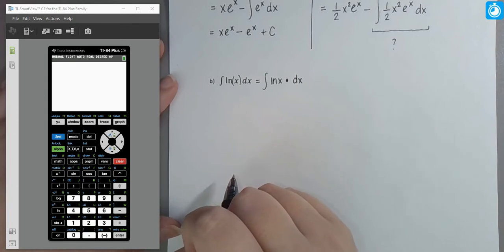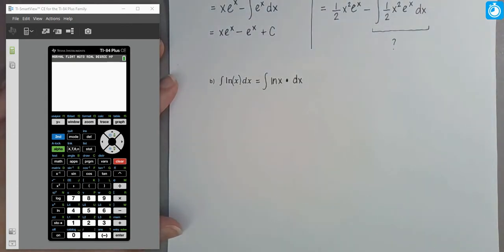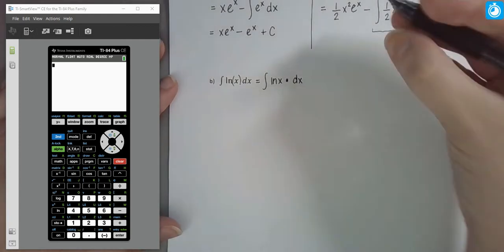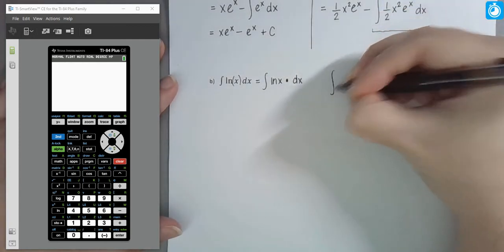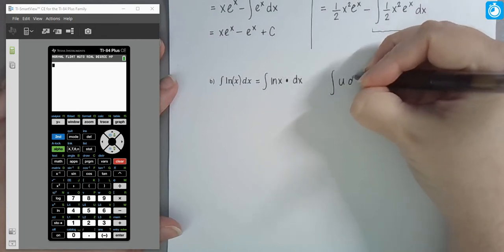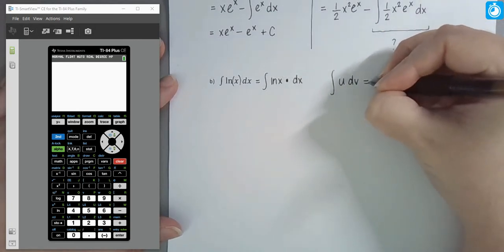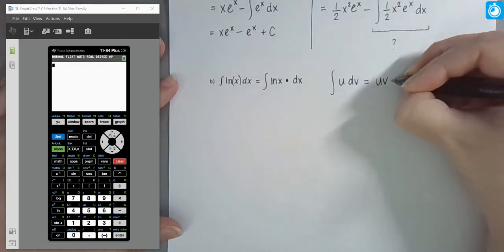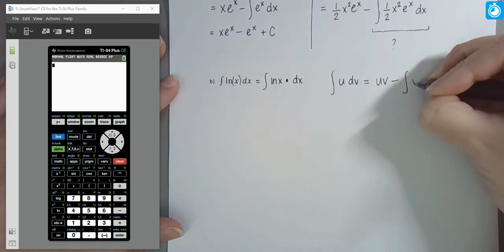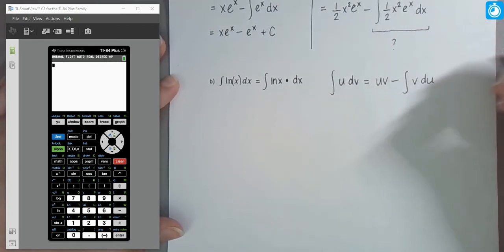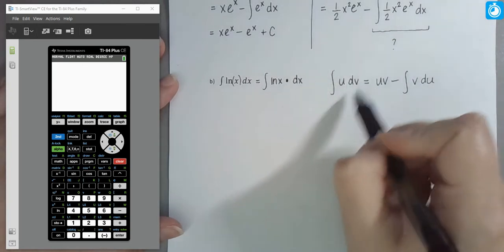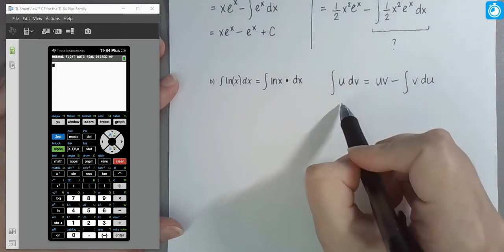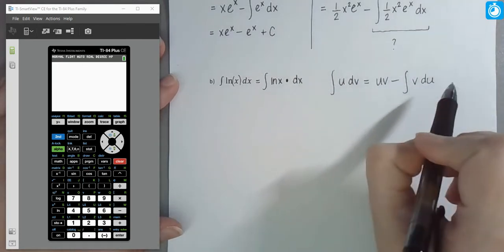Okay, so the goal now, regardless, is we're going to have to choose our u, we're going to have to choose our dv. So let me write down the formula again. So we have the integral of u dv is equal to uv minus the integral of v du. So this is the problem we're solving, and this will be the formula we're using.